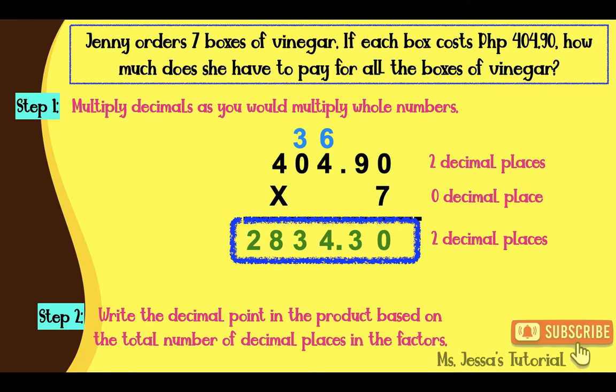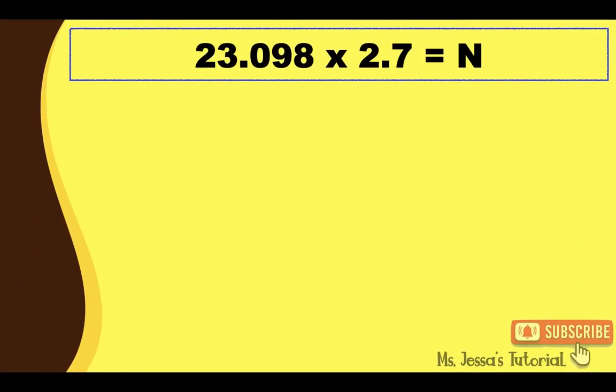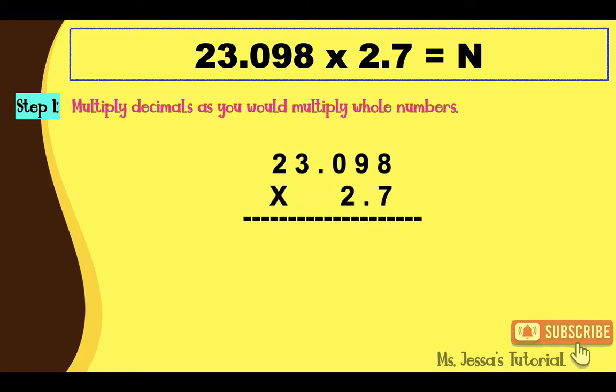Let's have another example. 23.098 times 2.7 is equal to n. So again, children, in order to solve this, we're going to multiply decimals as you would multiply whole numbers. Let's start. 7 times 8, that is 56. Write 6 at the bottom, then carry 5 at the top of 9. 7 times 9, that is 63, plus 5 is equal to 68. Write 8 at the bottom, carry 6 at the top of 0.